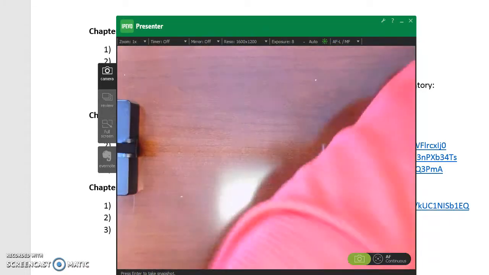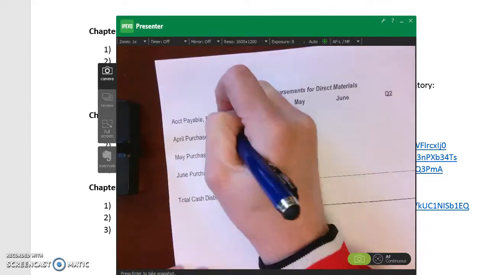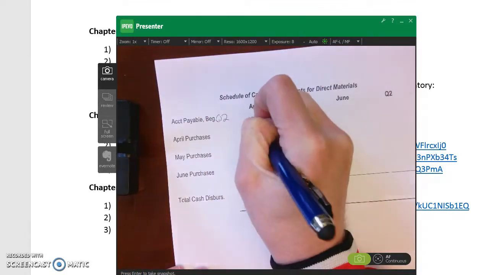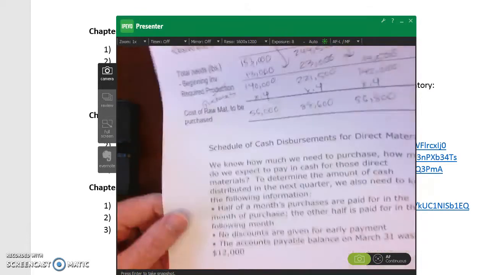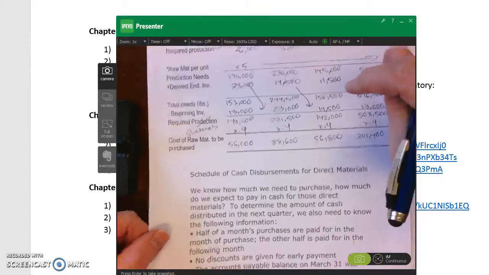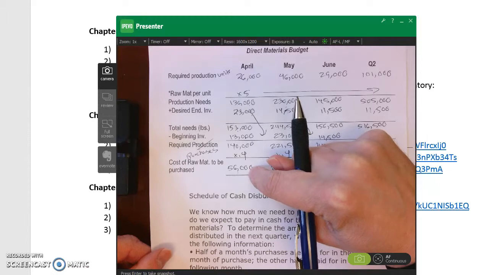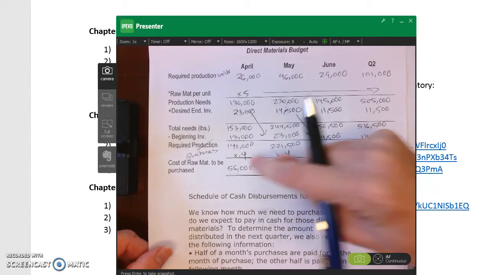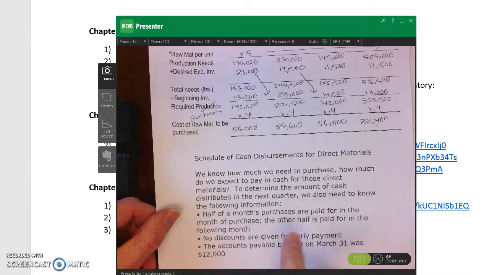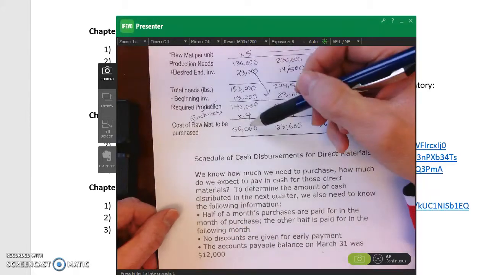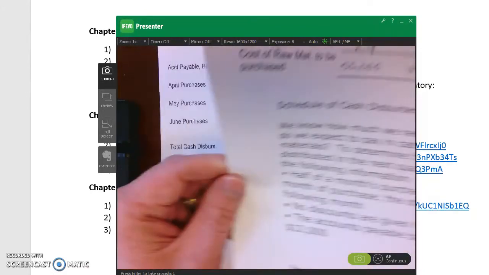Okay? So looking over here at our schedule for cash disbursements, for quarter two, remember we had $12,000 that's given to us. And then we look at April purchases. In order to get how much we're going to purchase, we have to look back at our direct materials budget. It says we're going to spend $56,000 in April. Half the month's purchases are paid for in the month of purchase, and the other half is paid for in the next month. So we will pay half of April purchases in April, and the other half we will pay in May.